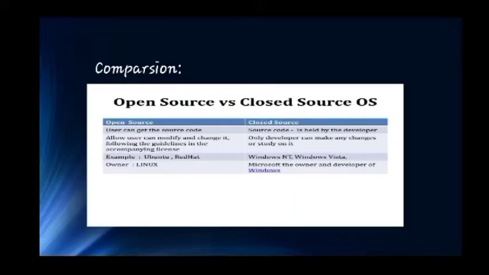Comparison between open source versus closed source operating system: the user can get the source code in open source, and in closed source the code is held by the developer. Users can modify and change it following the guidelines in the accompanying license. And in closed source, only the developer can make any change or study it. Example: Red Hat, and on the other side Windows Vista. Linux is open, and in closed source Microsoft is the owner and developer of Windows.